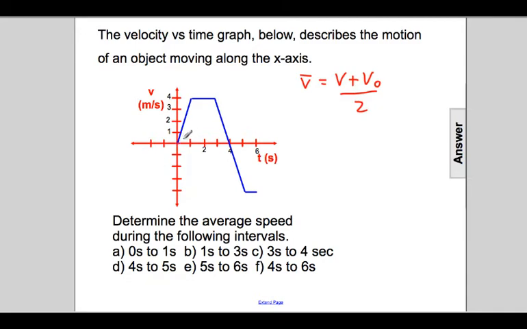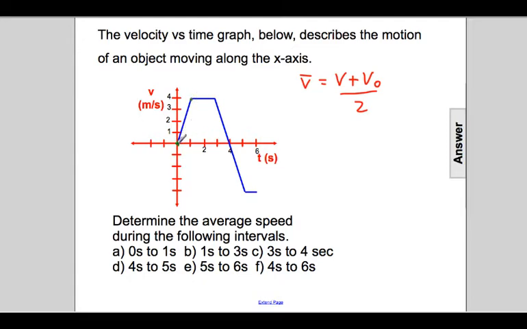We're ignoring signs, but we can state the sign because these values will have signs in this problem. We will start off with the interval 0 seconds to 1 second, and we'll state what the initial speed is and the final, and then plug them into the formula. So this is the initial speed for 0 to 1 seconds, and this is the final speed.